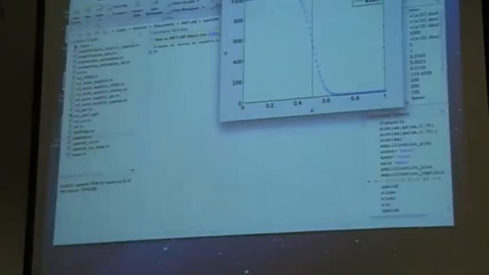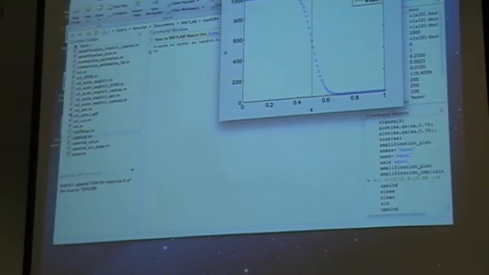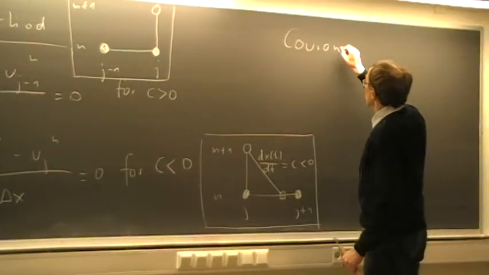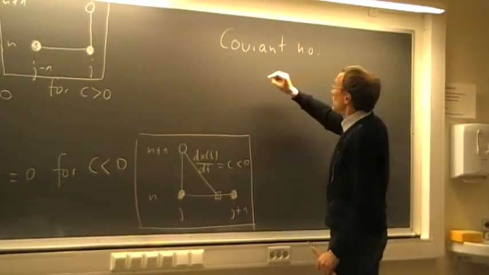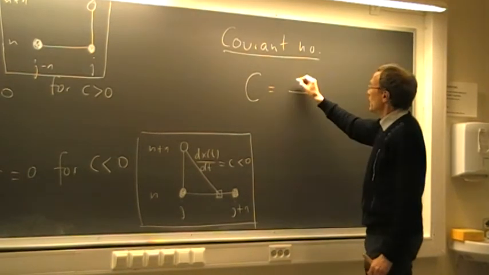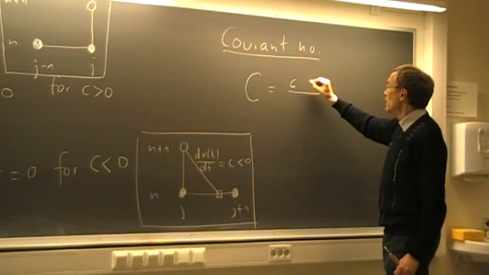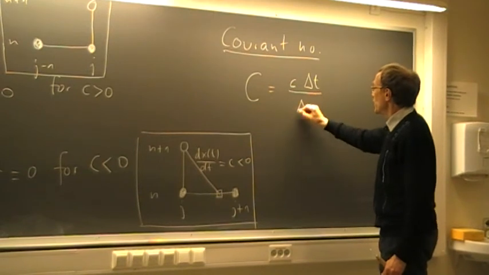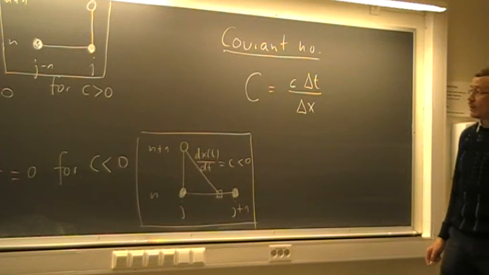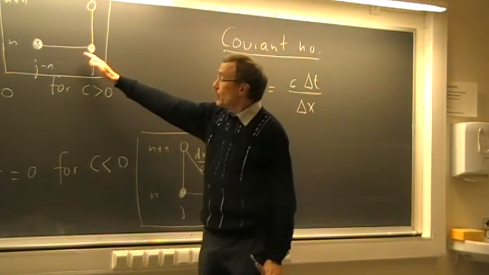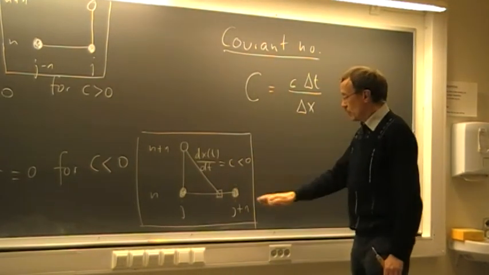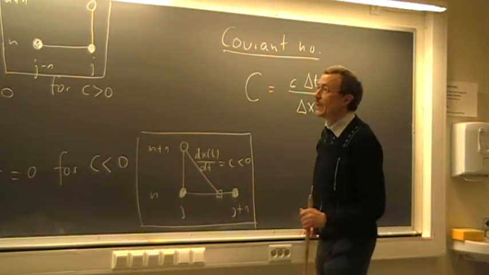So just to remind you also on the current number, which we are varying here, we call it capital C, and that is our advection velocity c times the time step divided by the grid spacing. We had derived the stability condition in this case that it should be between 0 and 1.